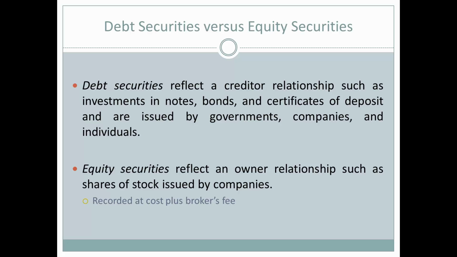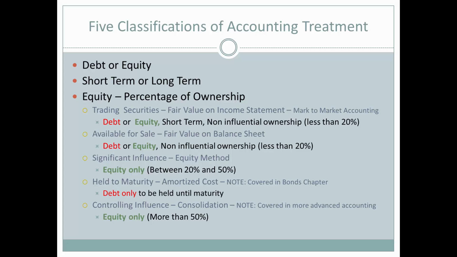Debt securities versus equity securities. Debt securities reflect a creditor relationship, such as an investment in notes or an investment in a bond. Remember, we had previous chapters where we talked about an investment in a bond. Certificates of deposit are also used by governments, companies, and individuals. Equity securities, on the other hand, reflect an ownership relationship, such as shares of stock issued by companies that are purchased by another company. These would be recorded at cost plus a broker's fee.